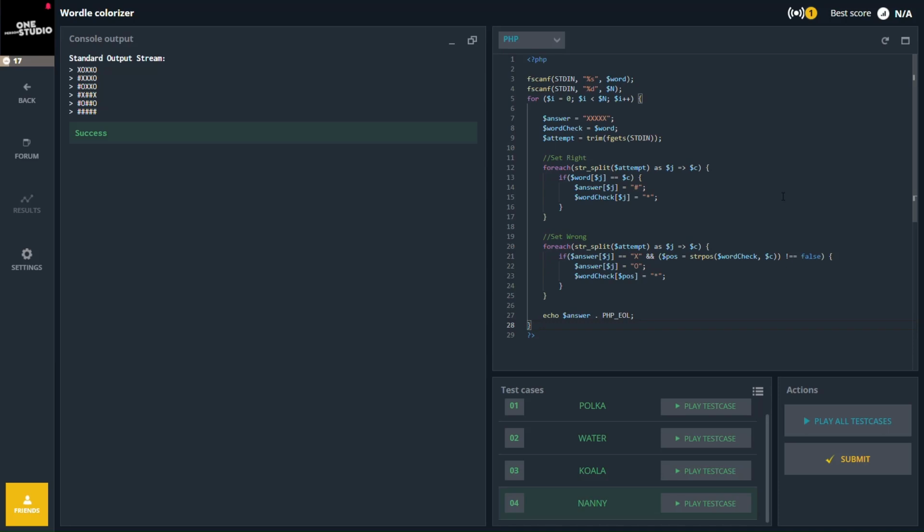The loop continues for n iterations or until the secret word is guessed correctly.